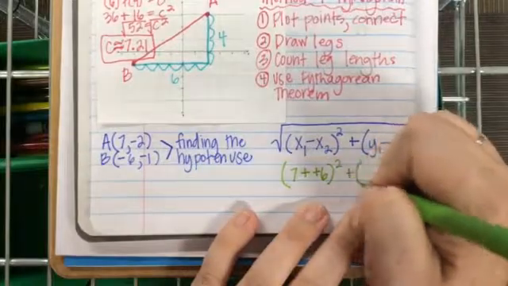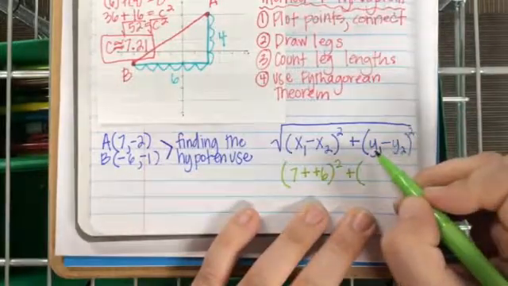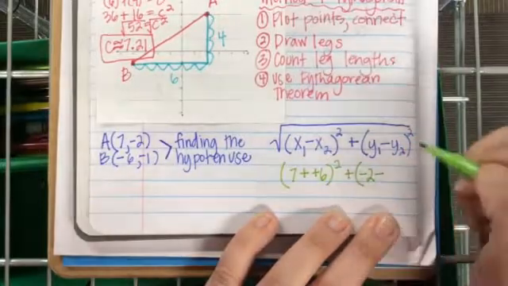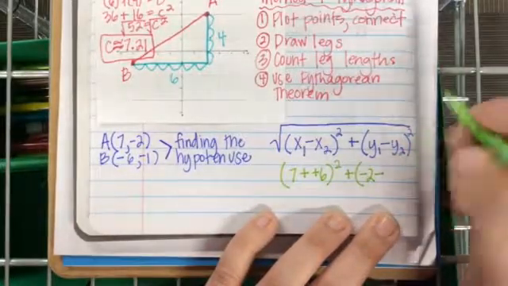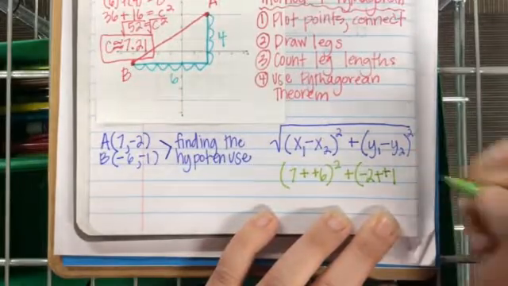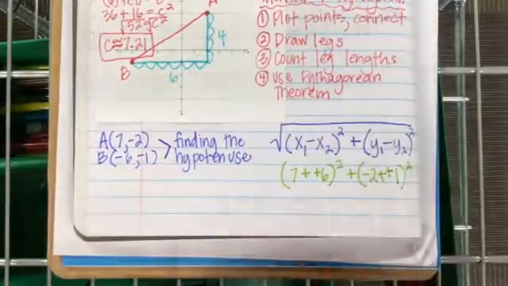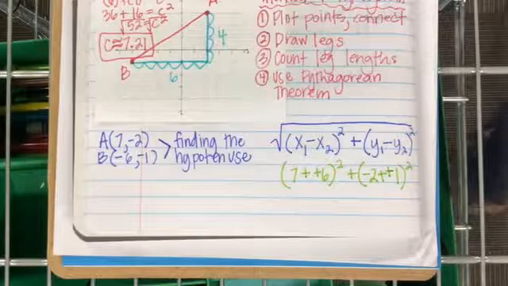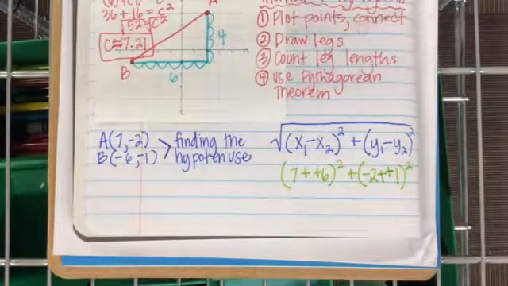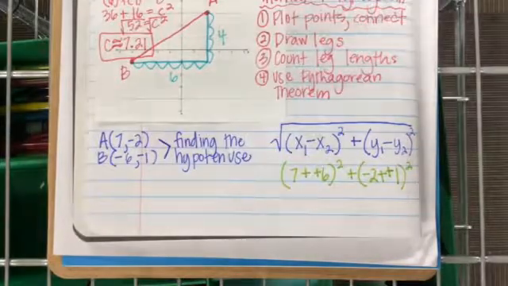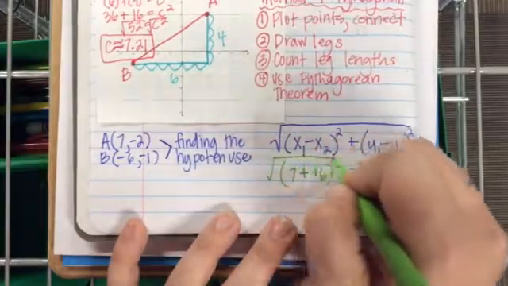Plus, what's the y from the first one? -2, minus, what's the y from the second one? And again, remember, our formula has to be minus. It may change to addition once we substitute, but the formula is minus because we're finding the distance between two ordered pairs, and the word between in math means subtract. And the whole thing gets square rooted.